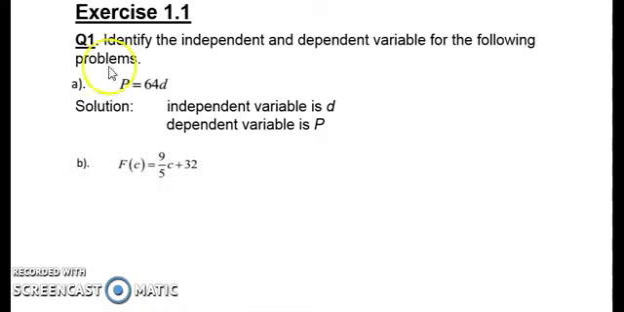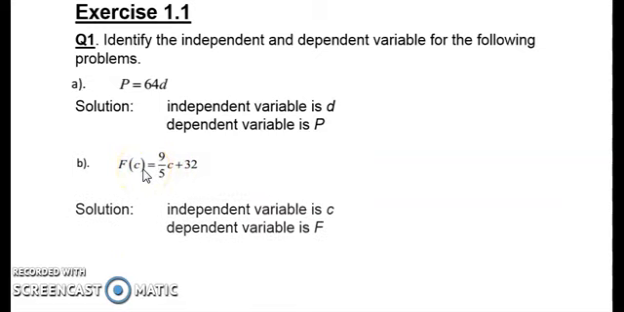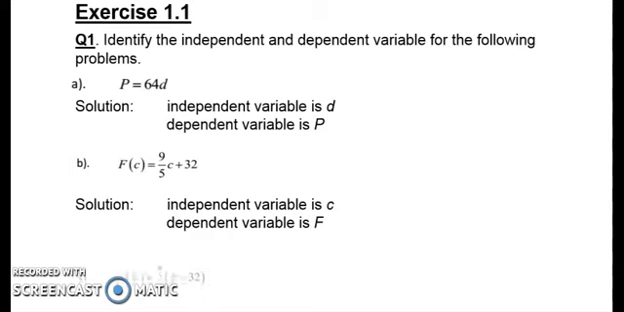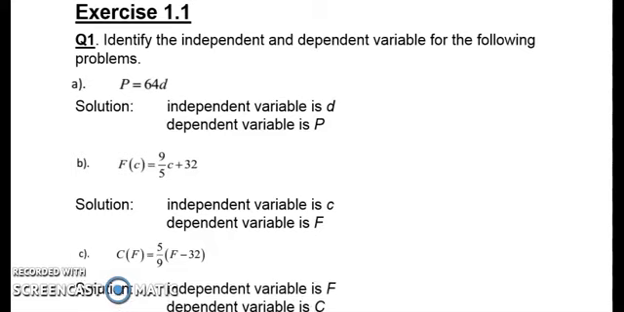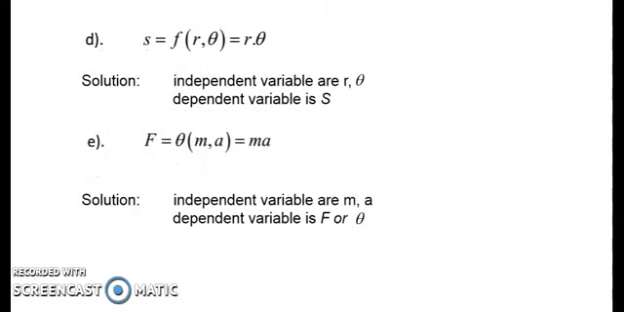Next part. Check which variable is dependent and which one is independent. So we can see that the independent variable is c and the dependent variable is f. In this case, the independent variable is f and the dependent variable is c. You can also solve the d part and e part. It's very easy. The second question is: evaluate the following function for the indicated independent variables.